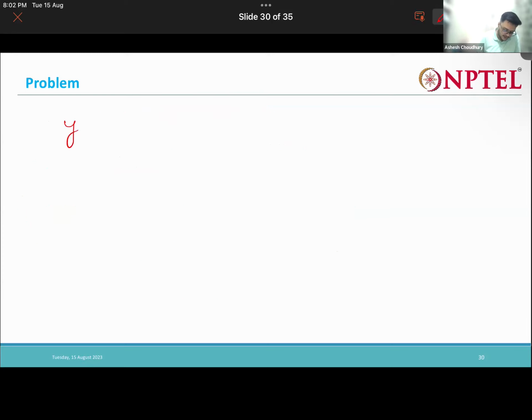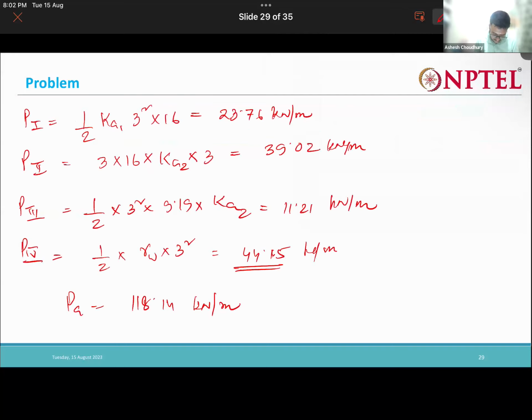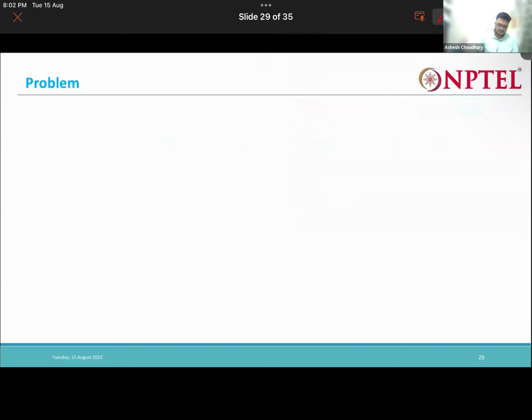Now to determine y, we do the same thing: summation of Pi Yi divided by summation of Pi. We get it as 1.6. So water is the maximum contributor. If there is water, we need to drain it out.